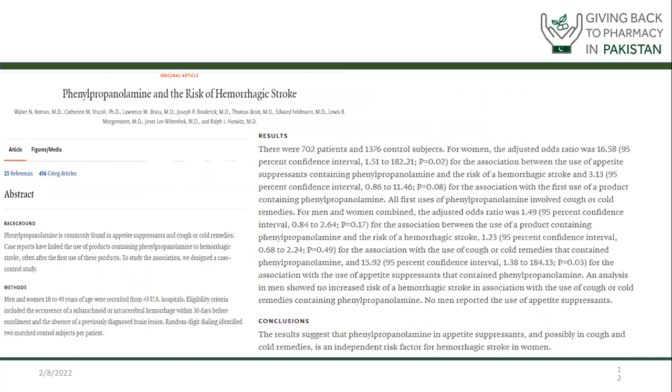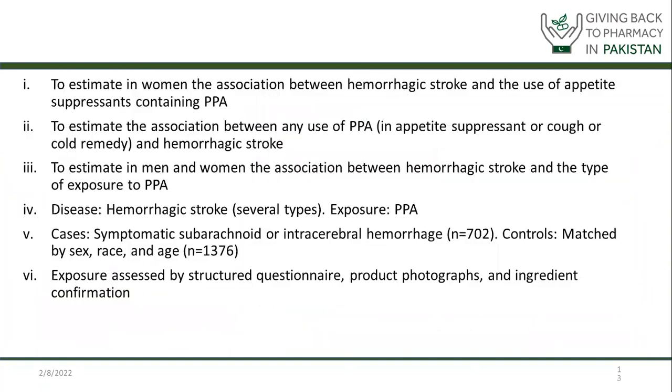There is another study. We will use this study again after some slides as well. This is PPA and the risk of hemorrhage, whether PPA is causing hemorrhage or not. So we'll see how many people have used it. We'll go behind and see whether the people who have hemorrhage have used PPA or not, and whether the people in the same population who don't have hemorrhage are using PPA or not. This is what we are doing.